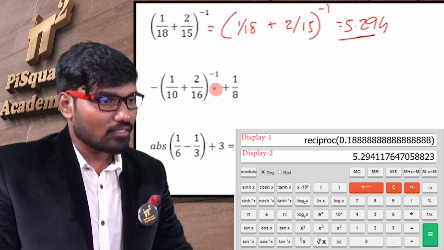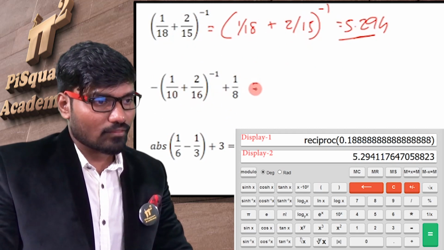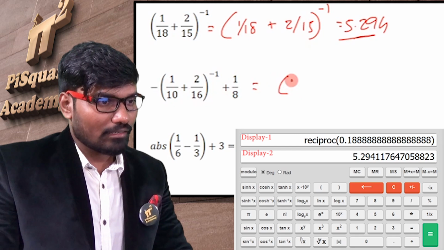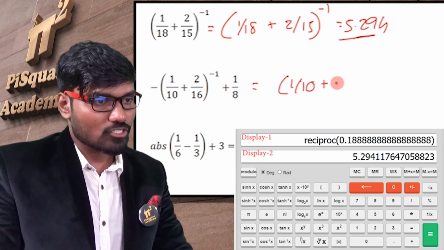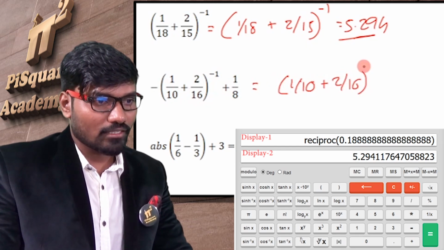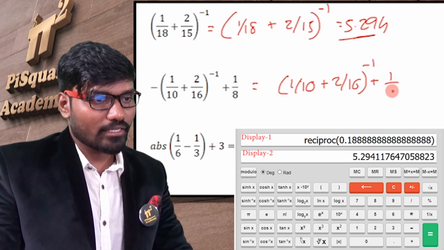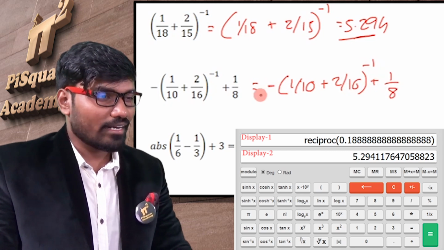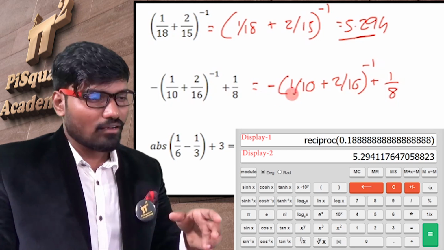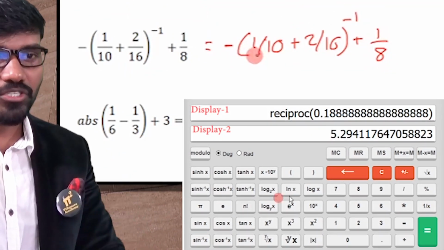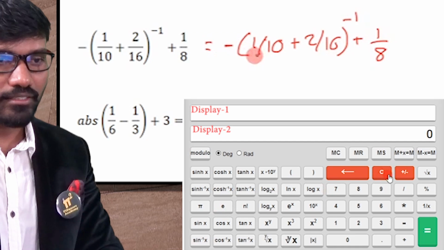Next, let's go for this. I want to perform this operation now. Let's see how to find it: 1 by 10 plus 2 by 16, then inverse, plus 1 by 8. Of course, this is minus. And again, you can do this in multiple ways. I want to explain some functions here, so that's why I'm approaching it this way. Okay, let me clear it.